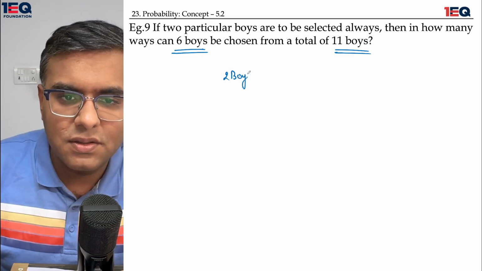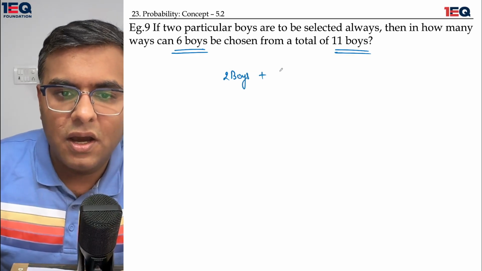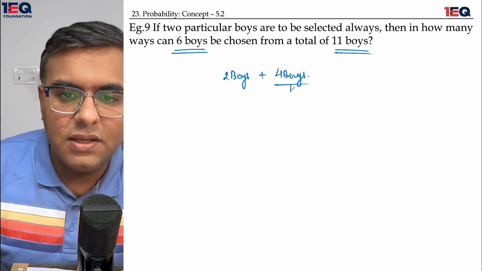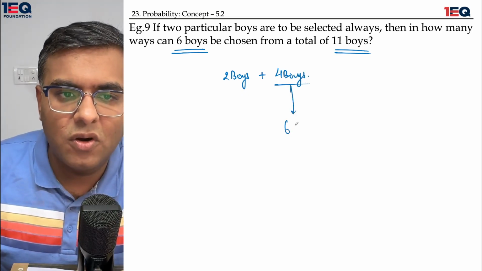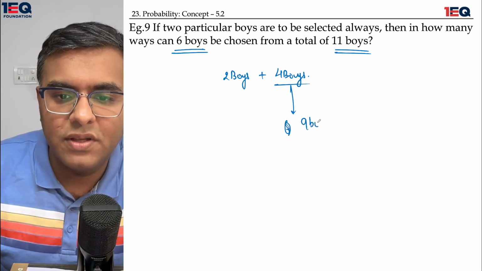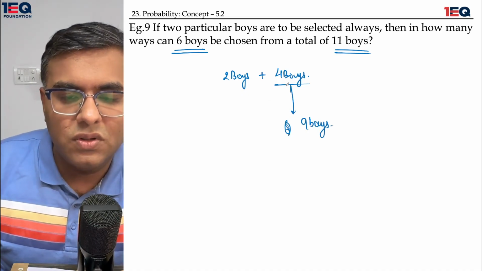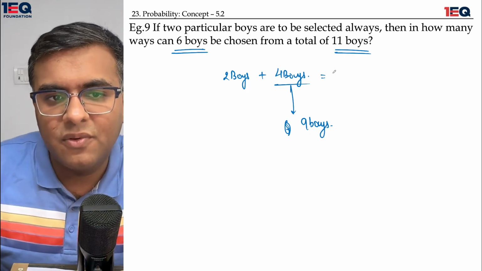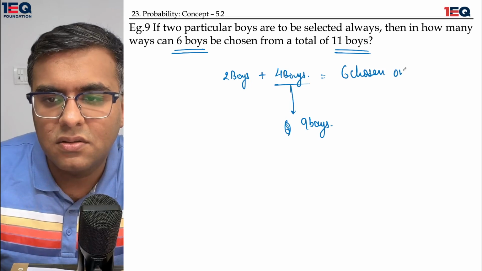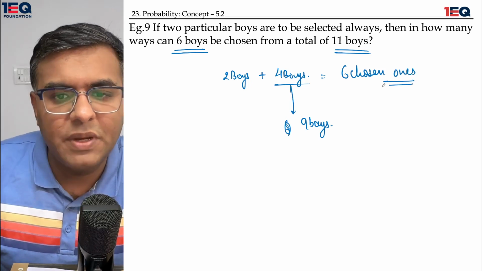2 boys are already selected. Another 4 boys need to be selected. These four boys would be selected from a lot of how many more boys? Nine boys. So these four boys and two boys would make up for the six chosen ones.